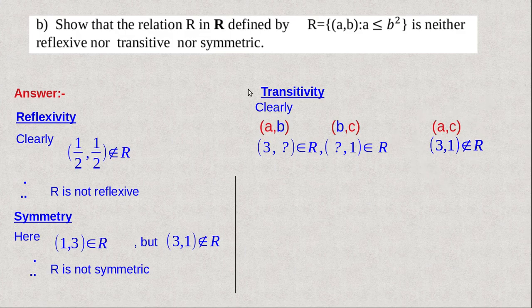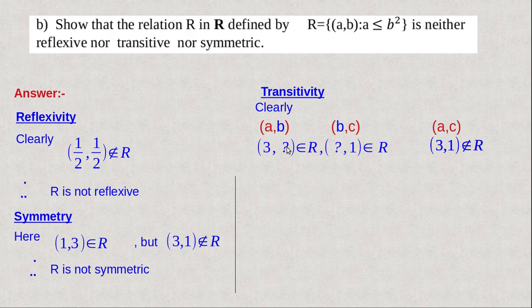At first we wanted to find three ordered pairs (A, B), (B, C) and (A, C). Now it is very easy. We want to find only B. Okay, now think about B. Which is the correct number we want to write here? Can we write 2 here? 3 less than or equal to 2 squared is correct, 3 less than or equal to 4. But 2 less than or equal to 1 squared, that is false.